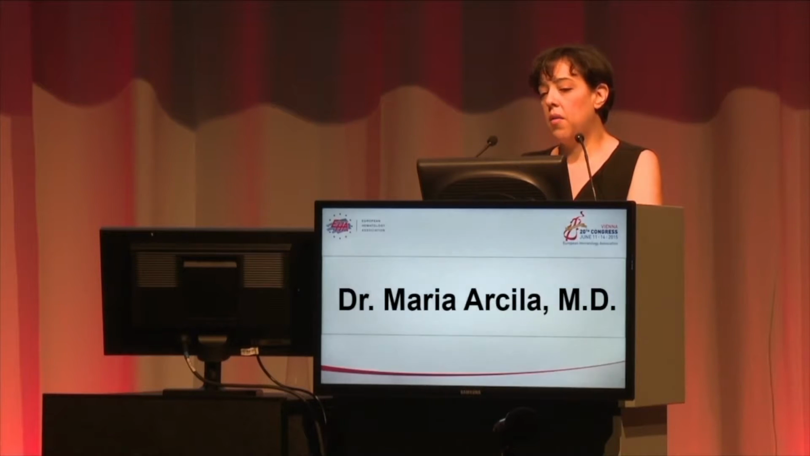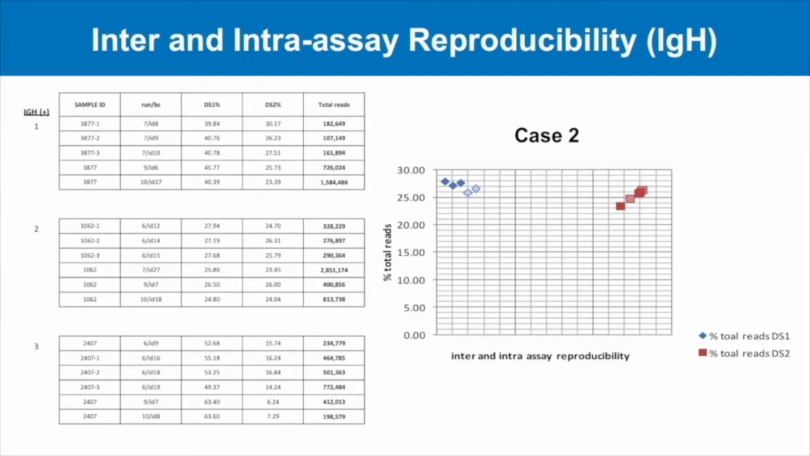In terms of the reproducibility of the assay, this is an example of our IGH reproducibility study. When you run the assay, both inter- and intra-assay reproducibility are very tight, as you can see here. However, you can see differences from run to run of up to 6%. But even though these are samples that we run on 3 different MiSeqs, when you look at the distribution of the primary clones, they're very, very close together.